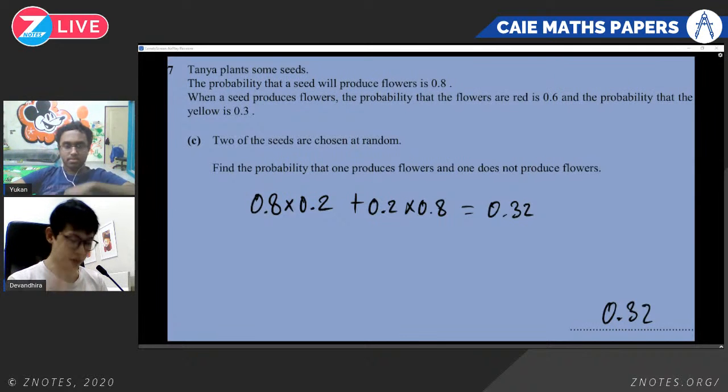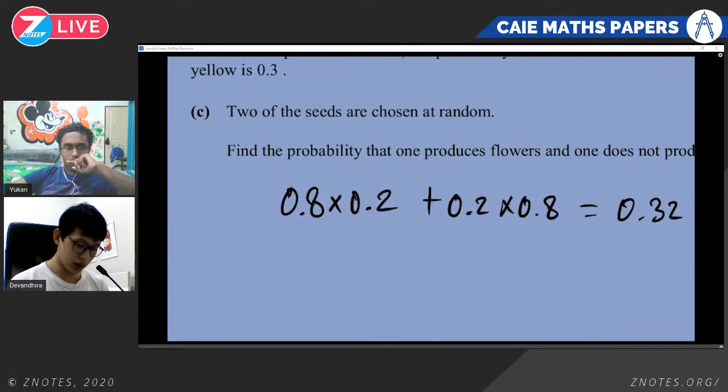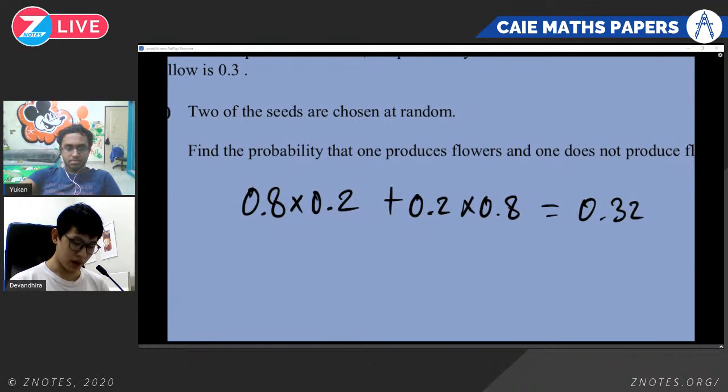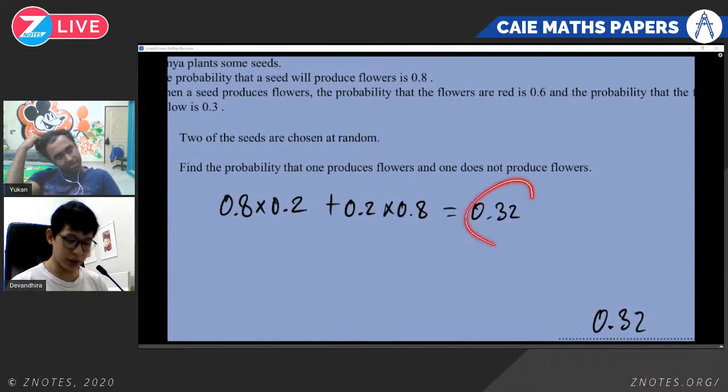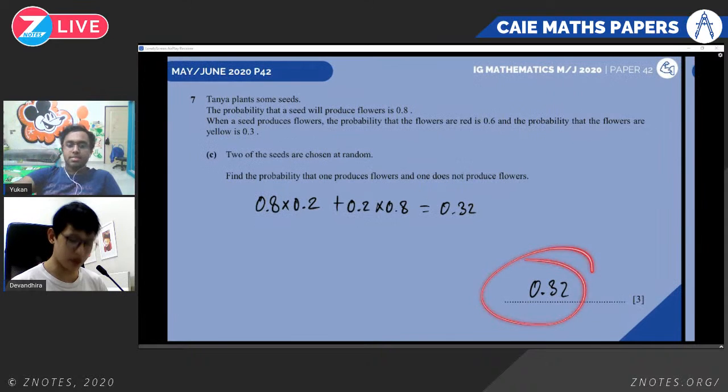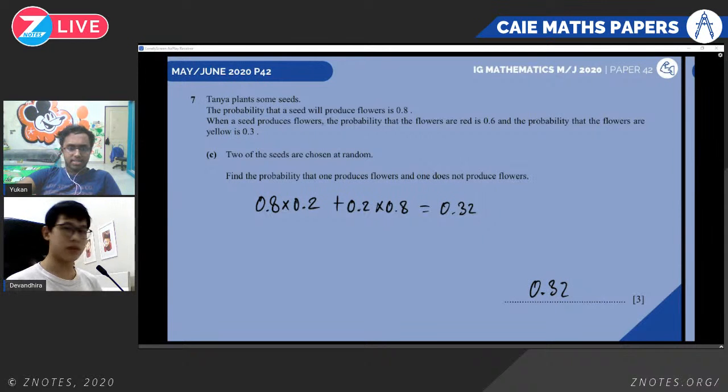Correct? So to add those two possibilities, the first one is when it produces flower, so this is a yes and this is when it's a no. Right? Same thing for the other one. But this time it's the no and the yes. So that means we have to add the possibilities together. We should get 0.32. And this is your answer. Easy 3 marks, just like this. Yeah. Correct answer? Yeah, that's the correct answer. Okay. Anything you want to add here, Yugan? Oh, no, nothing to add.